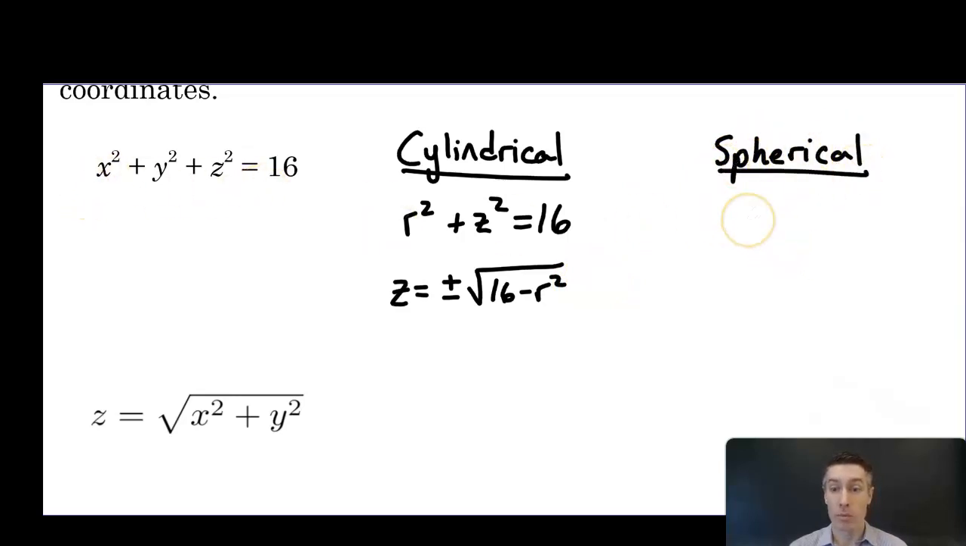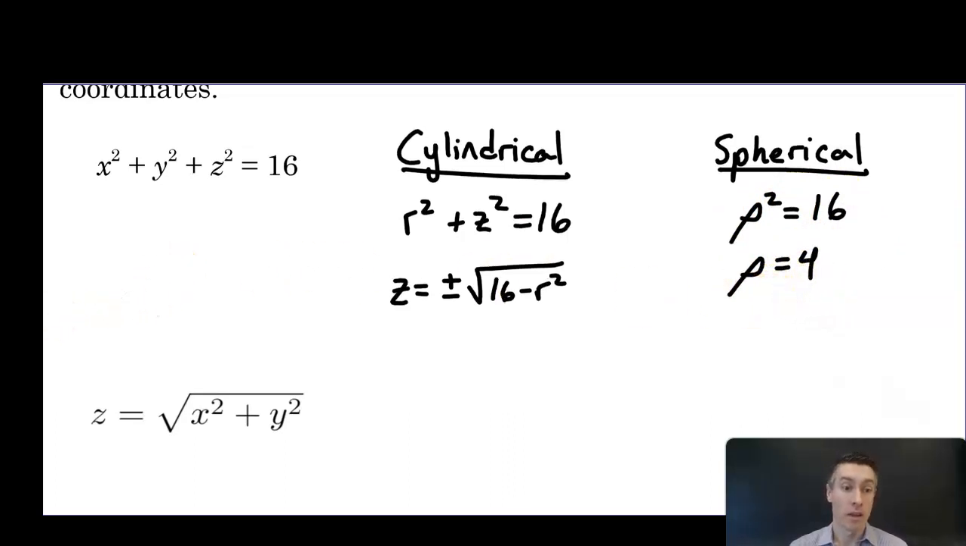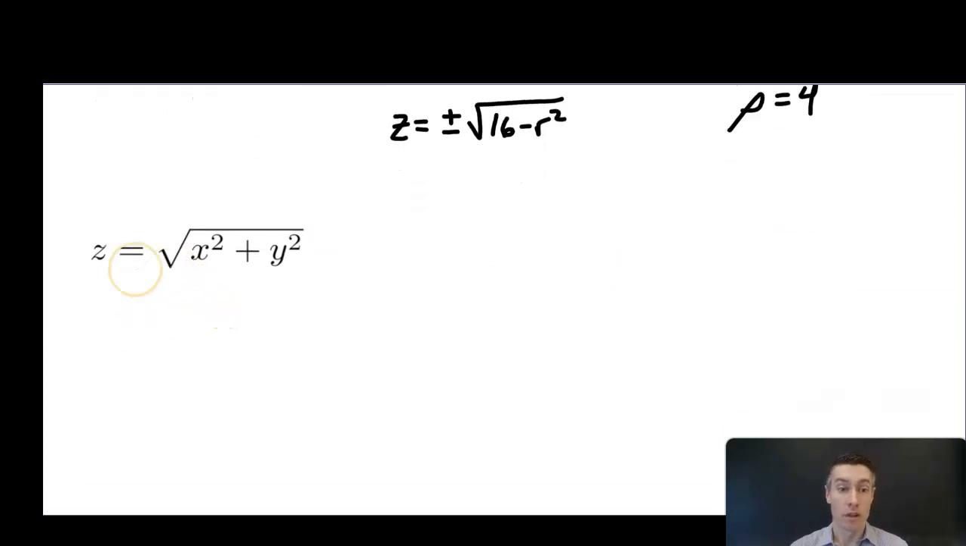And then in spherical, x squared plus y squared plus z squared is rho squared. That equals 16, so rho equals 4. Again, that requirement that rho has to be greater than or equal to 0. And then we have a cone. So z equals square root of x squared plus y squared. In cylindrical, we have z equals square root of r squared, which is just z equals r.